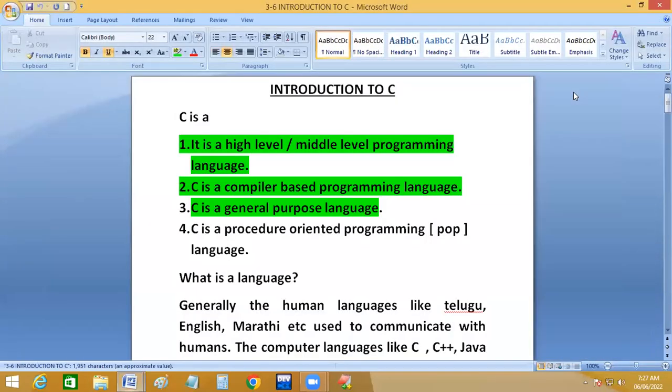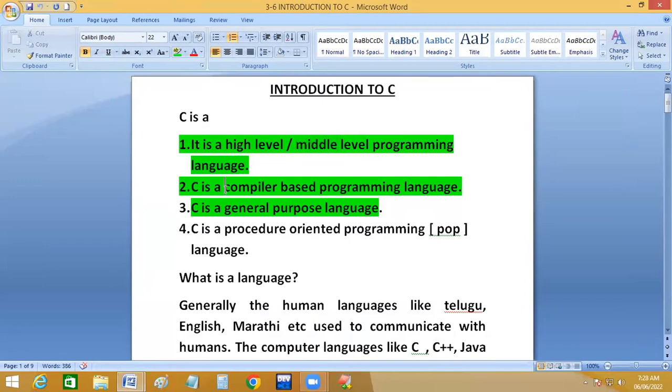Okay. Last class we discussed the introduction to C language. According to this, C is what type of language? High level, which is also called middle. High level language is created with simple English, and C has both the low level features and high level. That's why we call it a middle level language.